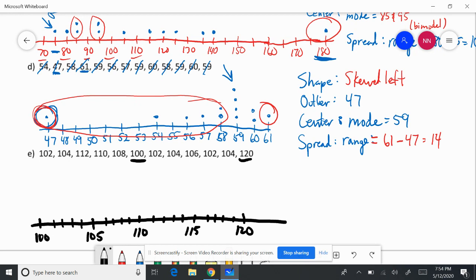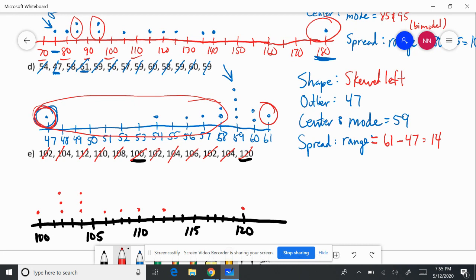So we're going to put dots above each of the numbers. What we have is, oops, I should go in order so I don't make a mistake. 102, 104, 112, 110, 108, 100, 102 again, 104, 106, 102, 104, and 120. And that right there is my dot plot.